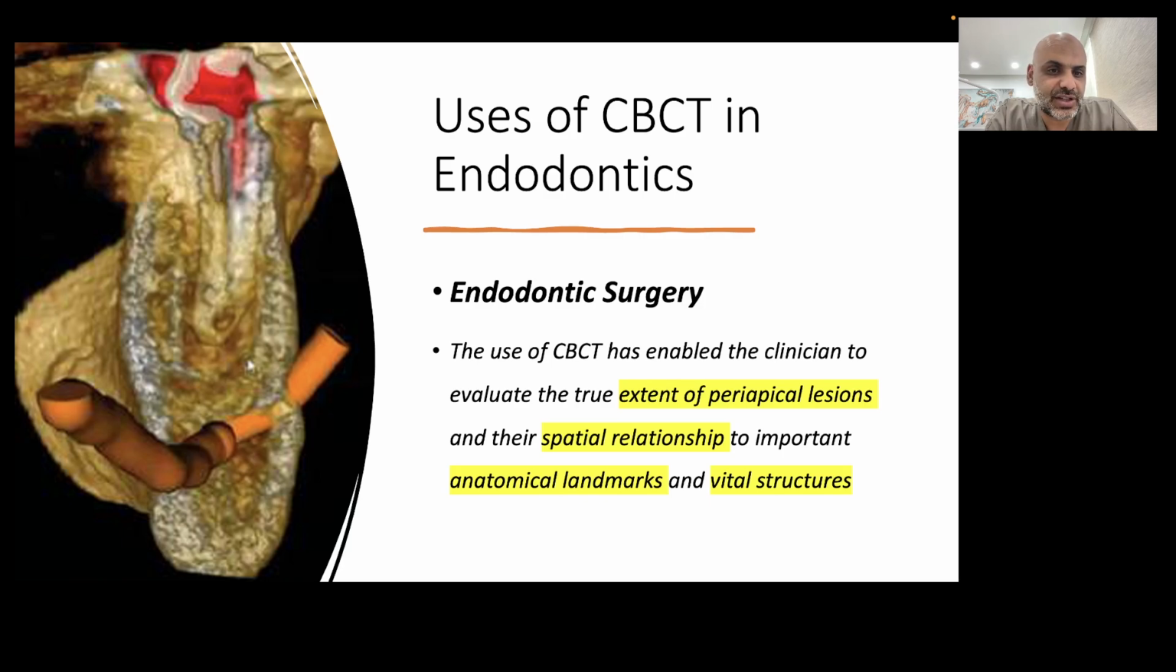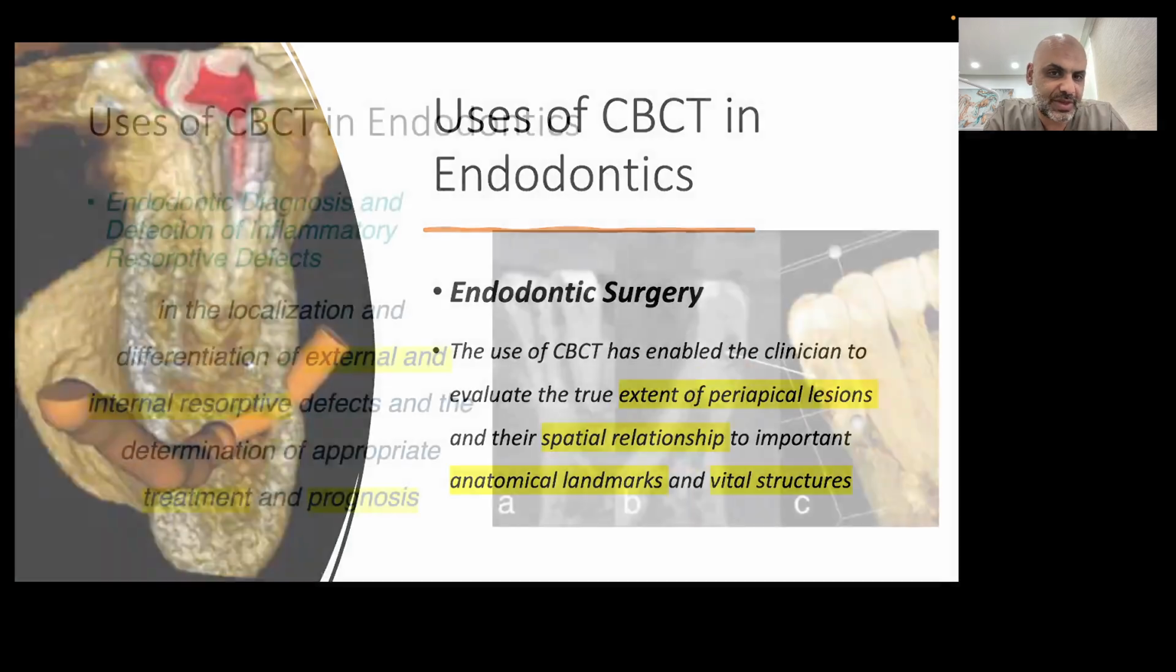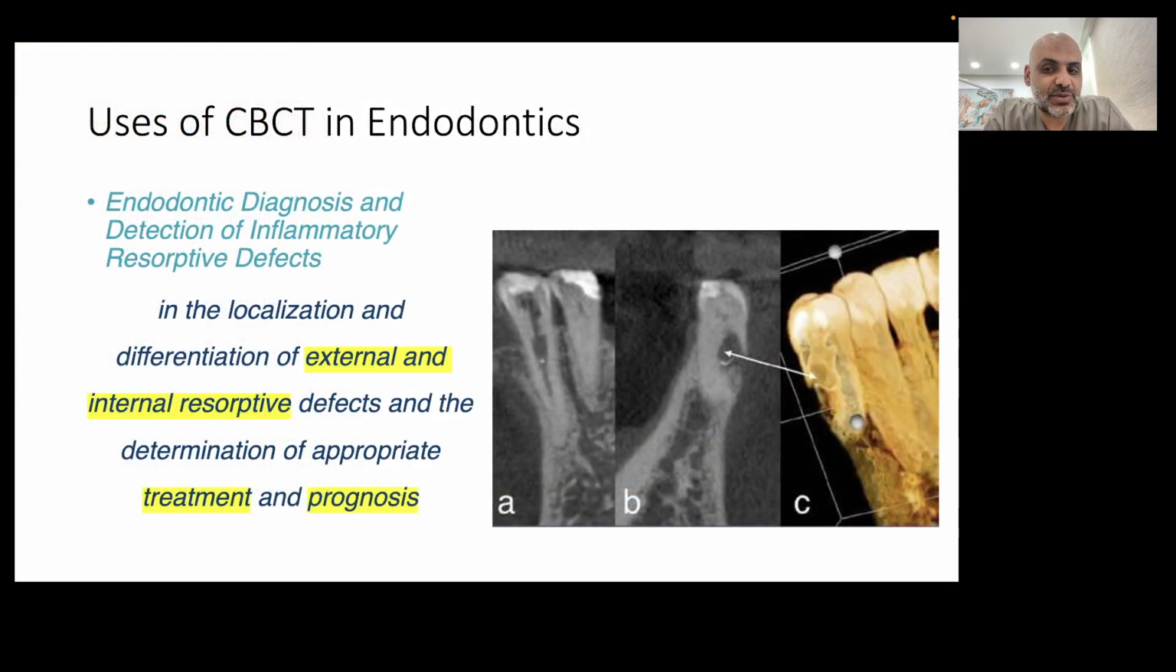where we are planning a surgical endodontics. In such cases, we need to assess the anatomical landmarks, the vital structures around, and the spatial relation to them, the lesion size, the reason for the failure, and if there are any other evident signs of vertical fracture or something else. We can use it as well to assess inflammatory resorptive defects like external and internal root resorption. Also, it can help us to determine the prognosis of such treatment.